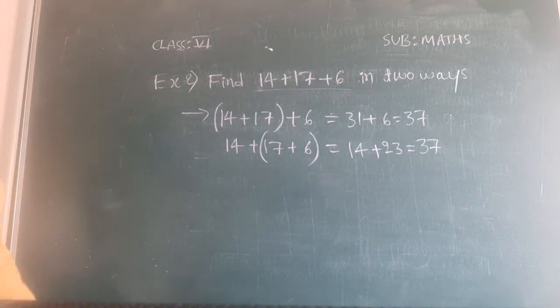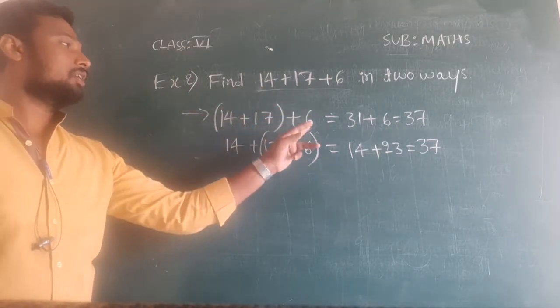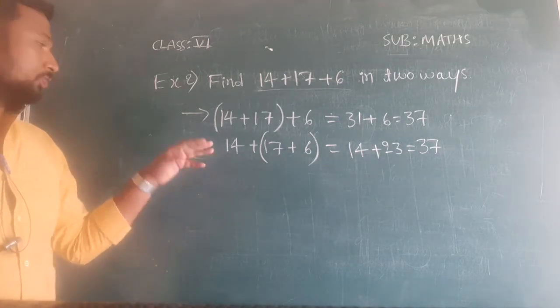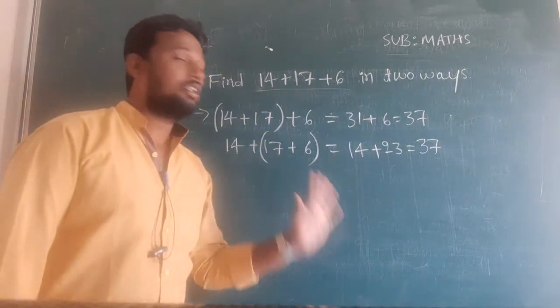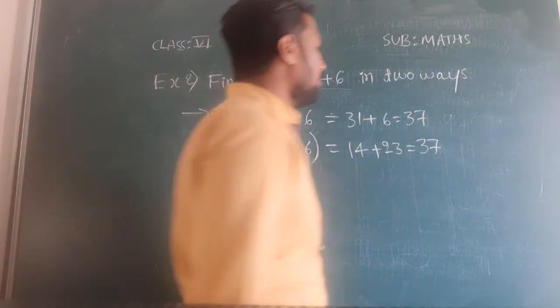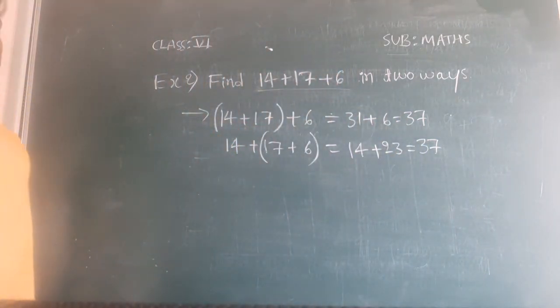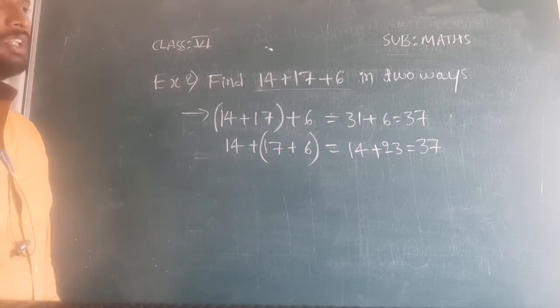Okay. So here by using associative property, first we consider the first two terms inside the bracket and the last term outside the bracket. And here in the second way, the first term I have written outside the bracket and the next two terms inside the bracket. When we added by both methods, we got the answer as 37. Even you can apply commutative property also. Like this, you can solve this problem in many ways.